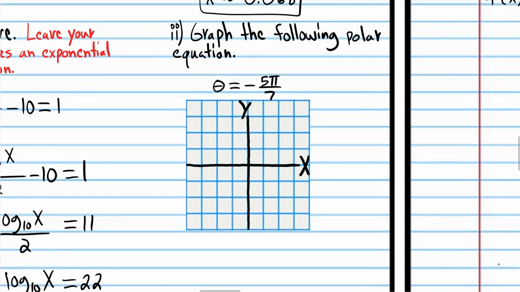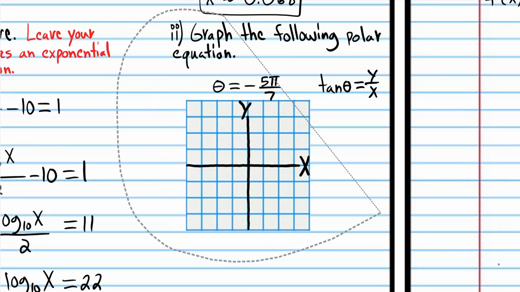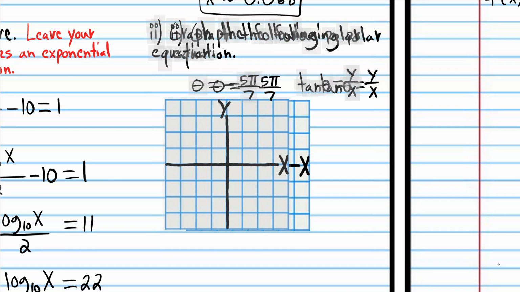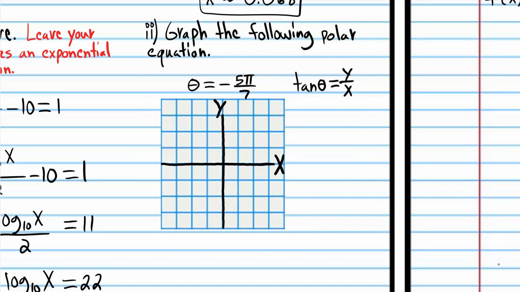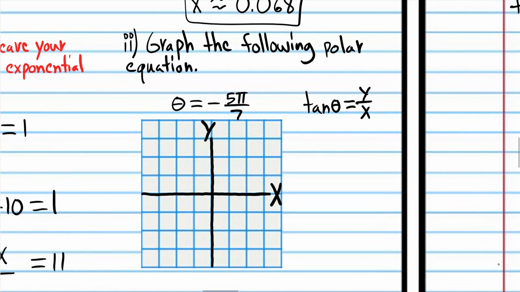But it's kind of hard to see all this. So what we can do is use our equation, tangent theta is equal to y over x. This helps us to convert back and forth between polar form and rectangular form of an equation. So we know theta is always negative 5 pi over 7. So we can just plug that in for the angle.